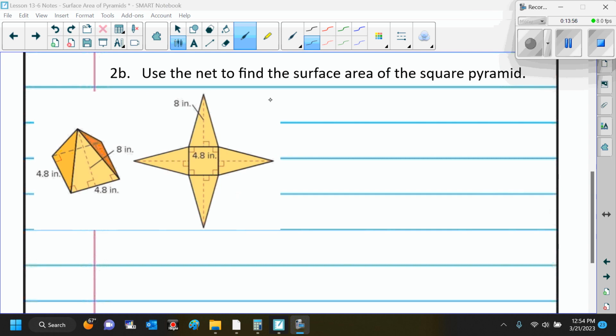So for example 2b, go ahead and press pause on the video and go ahead and find the area of example 2b.